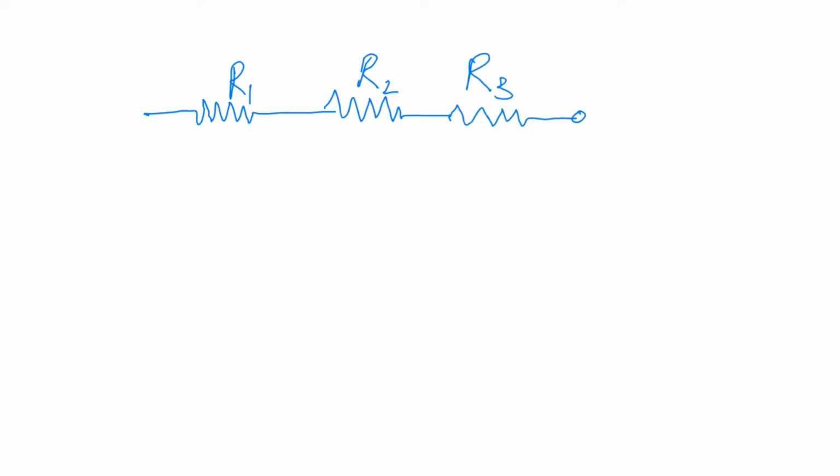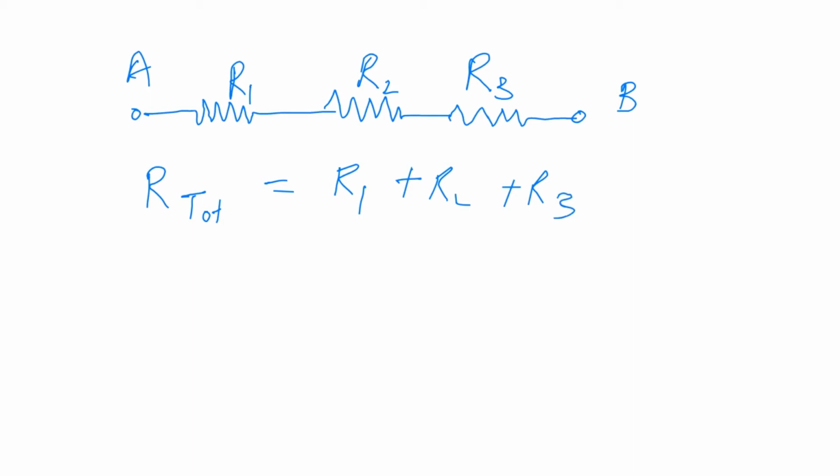There's some resistor R1, then this resistor R2, then this resistor R3. There are three resistors connected between 2 points A and B. So how can you find out the overall resistance R total? We can just add these resistances which are in series. So we can write here R1 plus R2 plus R3. So R total is sum of all the resistances which are connected in series.